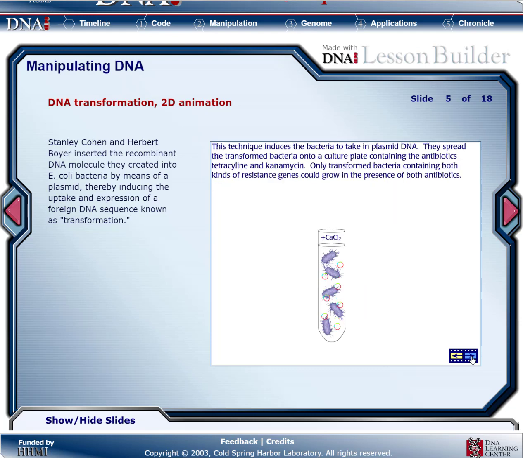This technique induces the bacteria to take in plasmid DNA. They spread the transformed bacteria onto a culture plate containing the antibiotics tetracycline and kanamycin. Only the transformed bacteria containing both kinds of resistant genes could grow in the presence of both antibiotics.